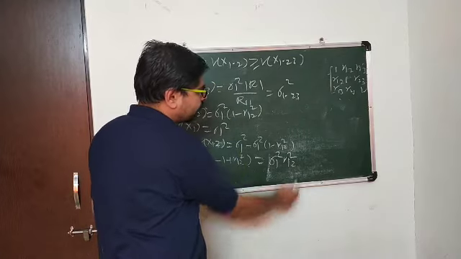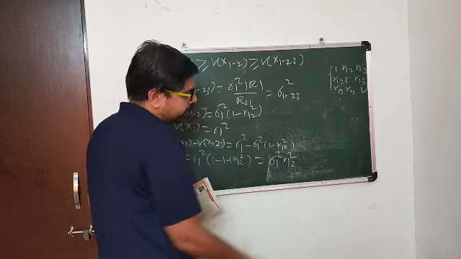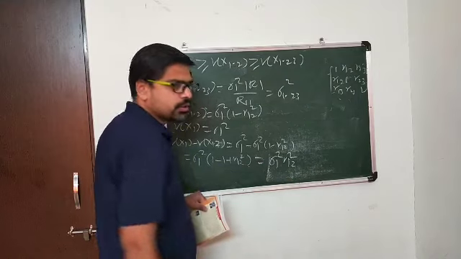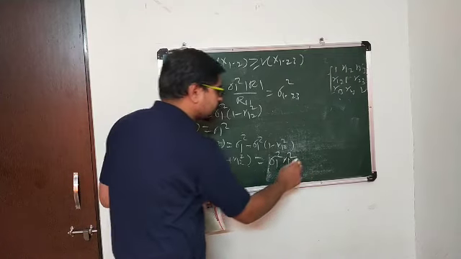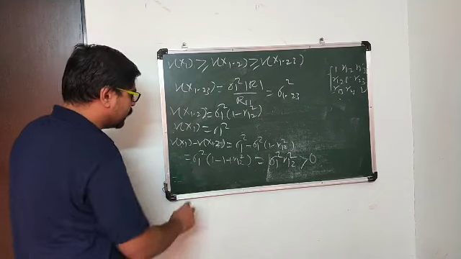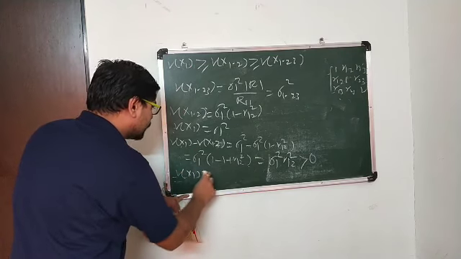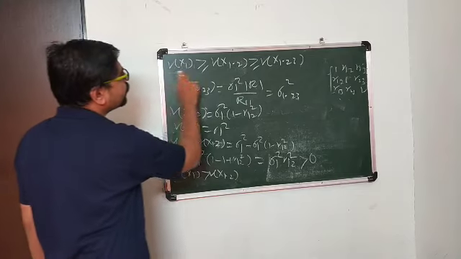Both are squares. Sigma 1 square is always positive. R12 may be negative or positive because it ranges from -1 to +1, but its square is positive. So this difference is positive. That means the variance of x1 is greater than the variance of x1.2. So we have proved this.